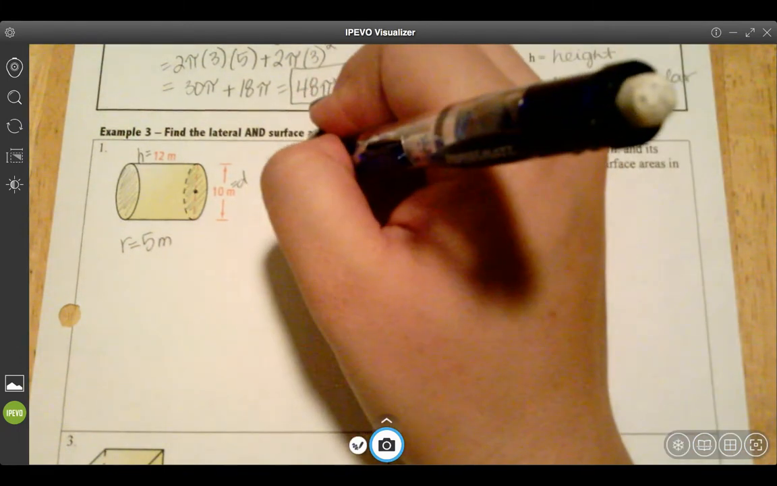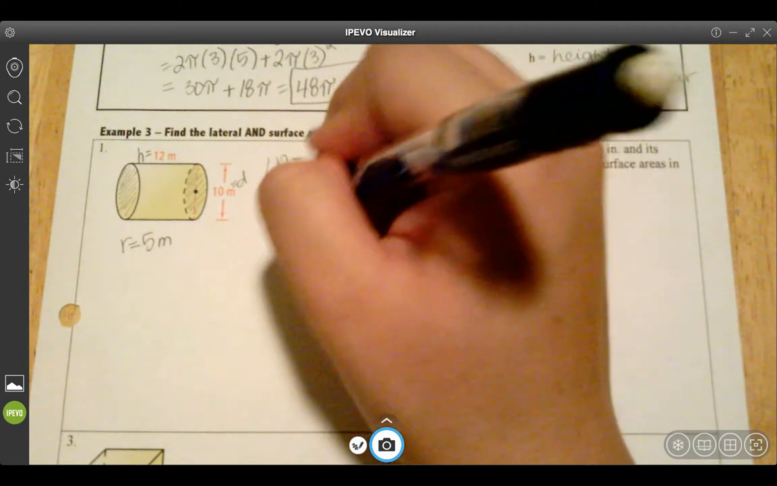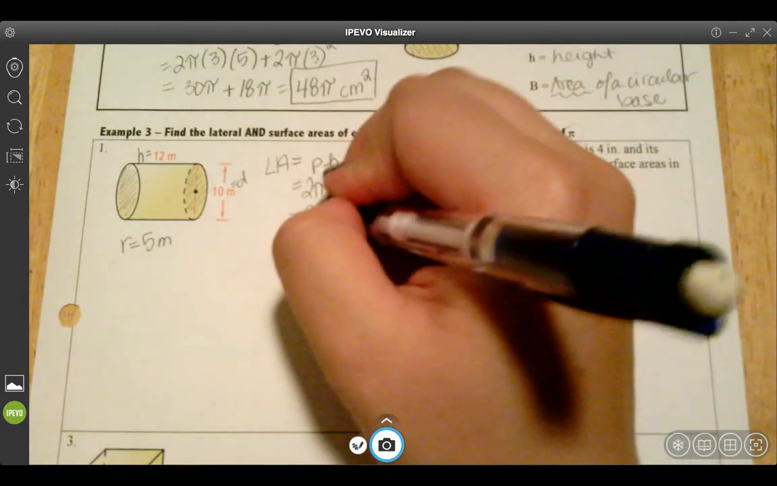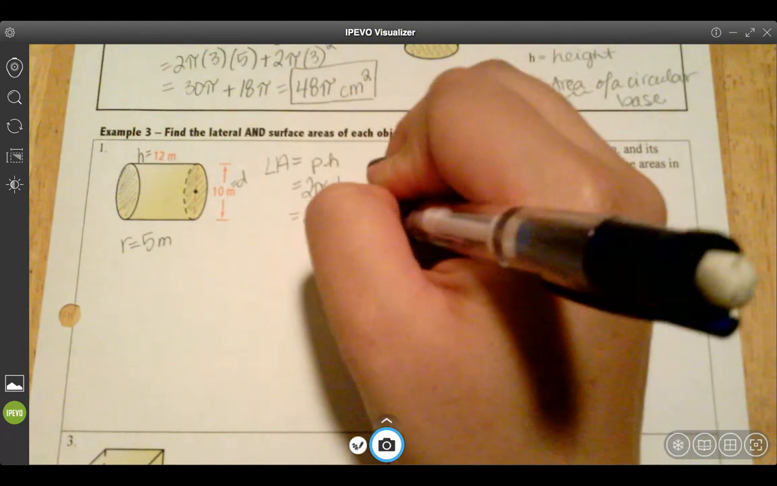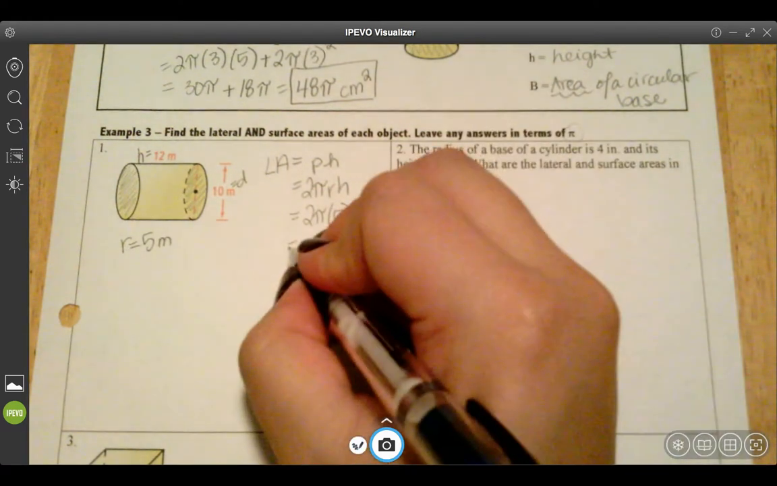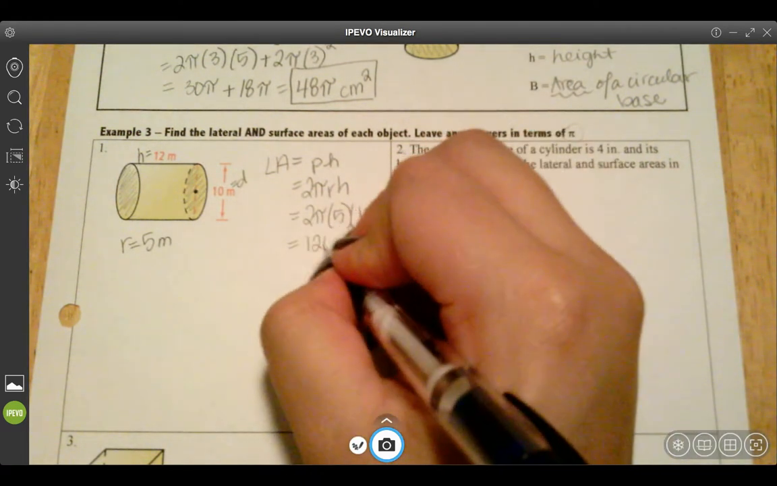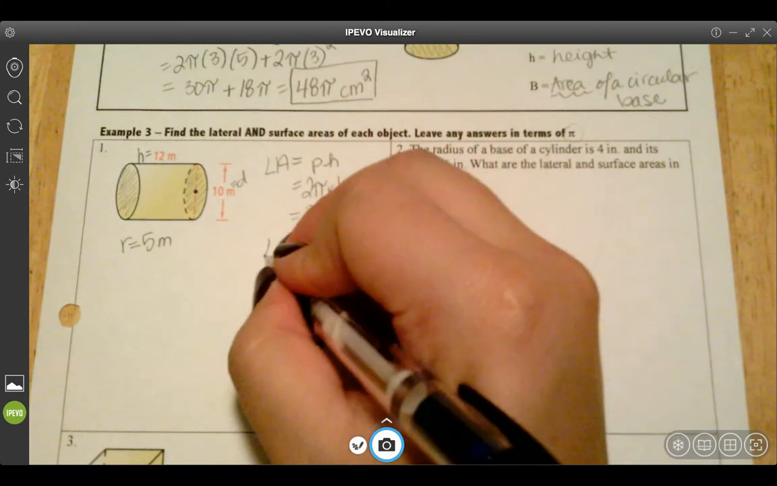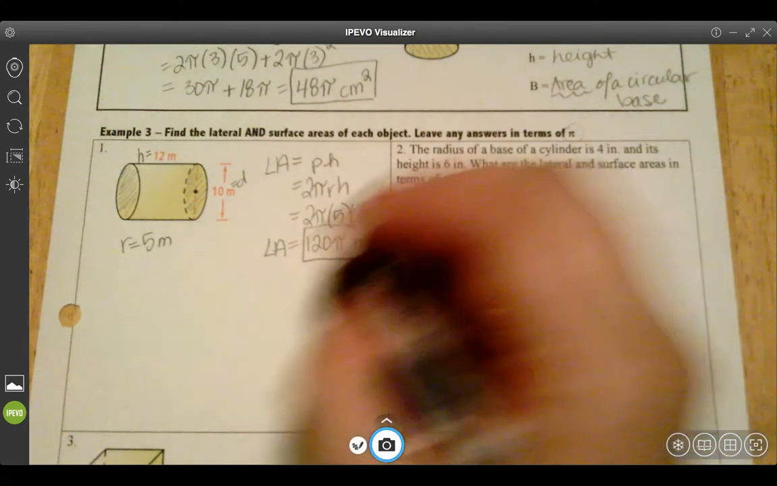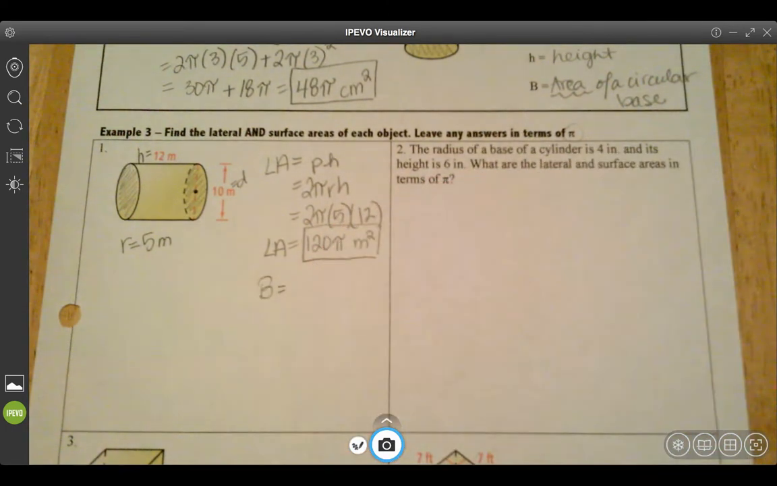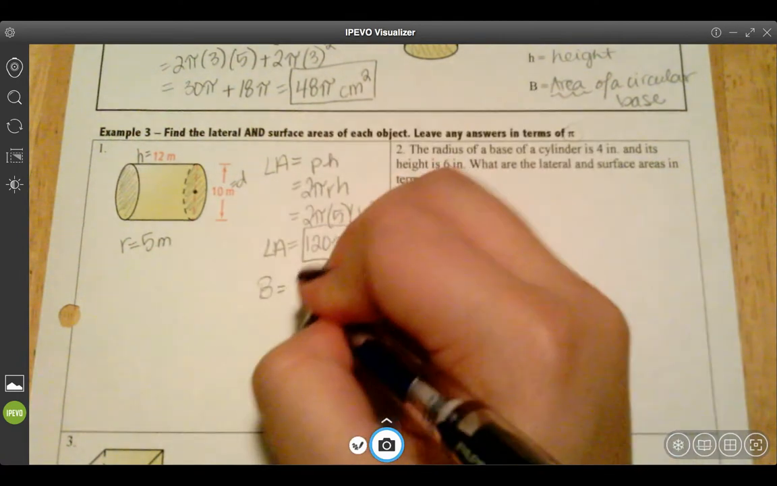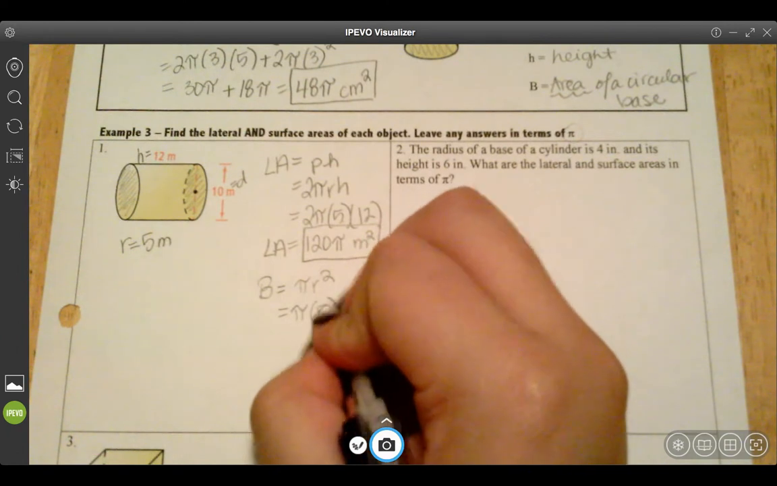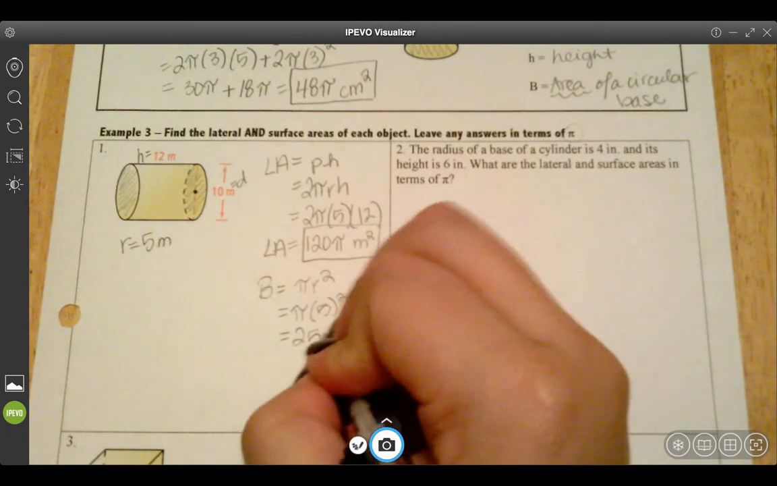Lateral area, that's perimeter times height, which is 2 pi r(h). Radius is 5, 2 pi times 5. Height is 12. 2 times 5 is 10, times 12 is 120 pi meters squared. That is the lateral area. We also need the base in order to find our surface area. Base, these are circles, so that is pi r squared. Our radius is 5, so that gives us 25 pi.